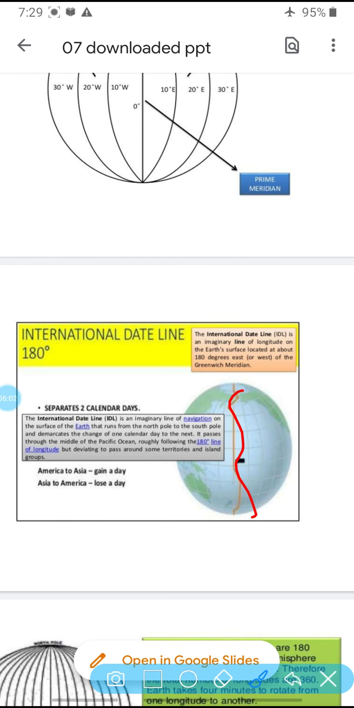The international date line is an imaginary line. We know very well that all these lines which we have marked on the earth are only imaginary lines that we have made on the map. Such lines are not on the earth. It is an imaginary line of longitude on the earth's surface located at about 180 degrees east or west of the Greenwich meridian. Here you can see this is the line that we have discussed.